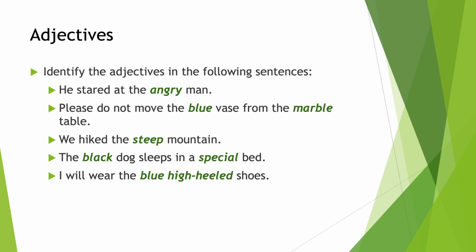The next sentence, the word steep. It was a steep mountain. The word steep is an adjective. It's telling us about the mountain. The next sentence also has two adjectives, the black dog and the special bed. Lastly, there are also two adjectives, blue and high-heeled. Both of those words are giving us more information about the shoes.